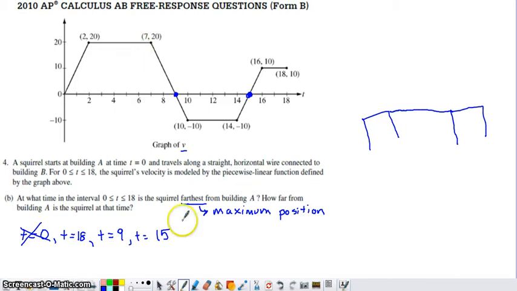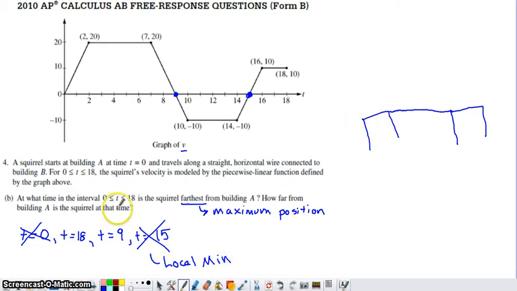At t equals 15, we hopefully realize that this is also not going to be the maximum. So I'm crossing it out. The reason why I'm crossing it out is because this would be a local minimum on the position graph. And if it's a local minimum, there's no way that it can be a maximum.